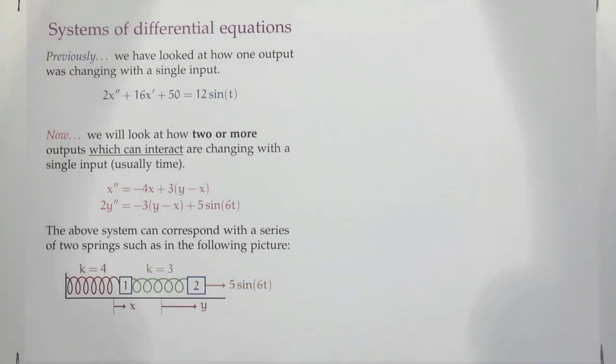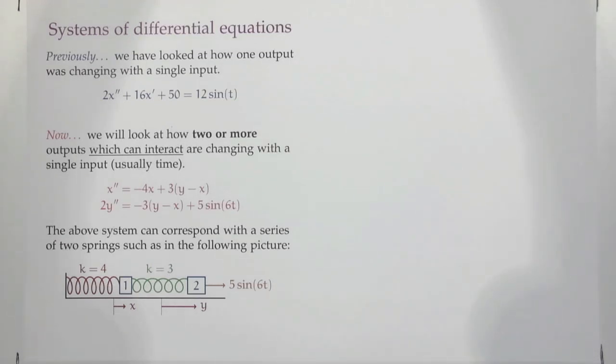But in systems, now we're going to say, hey, there could be many things changing. So it's not just one function we're trying to solve for. We're trying to solve for multiple functions simultaneously. And of course, what makes it interesting, it's not like we're solving them in parallel, because they can interact. In other words, the differential equations involve each other. Okay, so you might say, well, is that possible? And the answer is yes. And so we'll work through an example here.